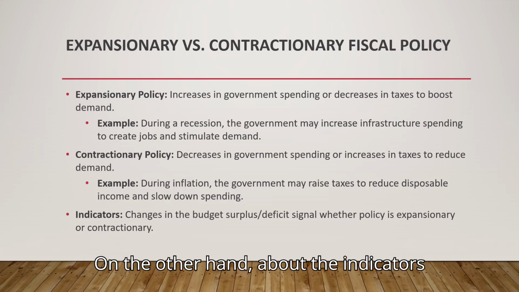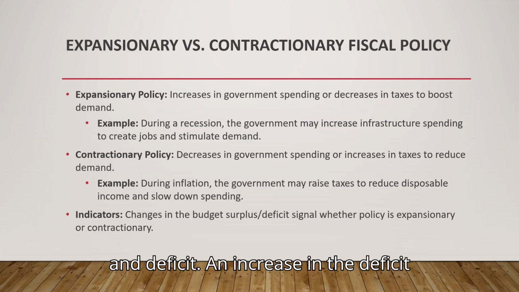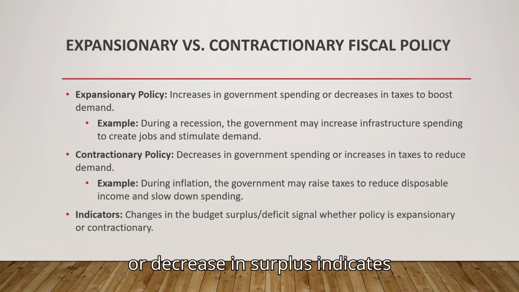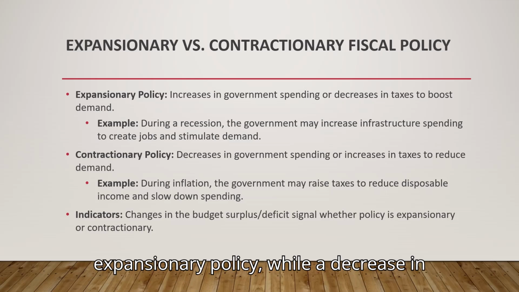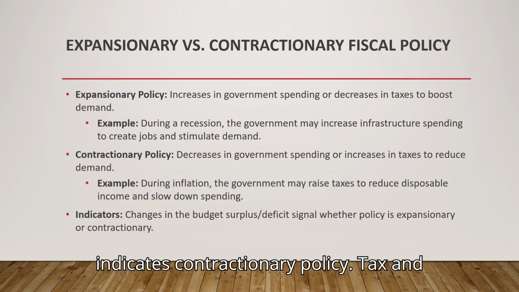On the other hand, let's talk about the indicators of fiscal policy stance. A budget surplus and deficit. An increase in the deficit or decrease in surplus indicates expansionary policy, while a decrease in the deficit or increase in surplus indicates contractionary policy.